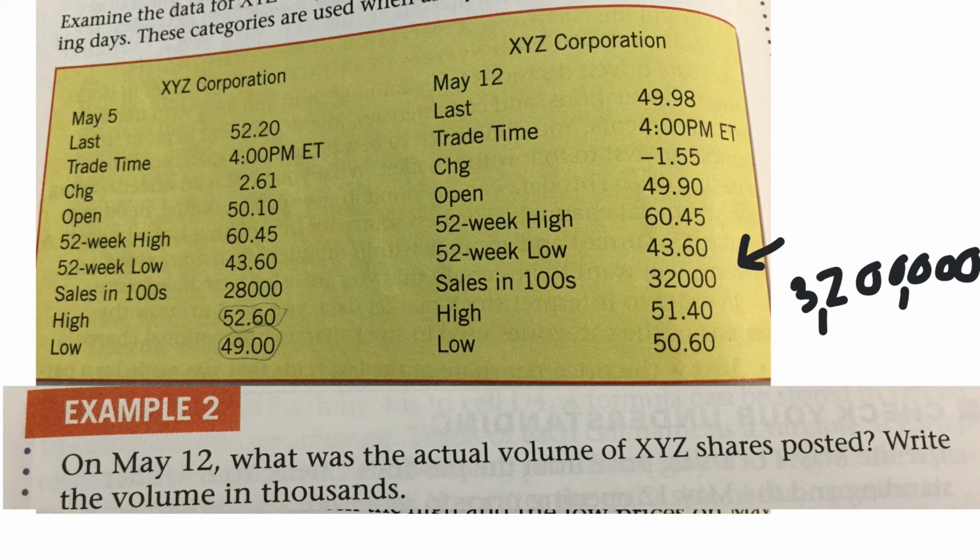Now the second part wants to know, write this volume in thousands. So I'm basically changing from sales in hundreds to sales in thousands. It would be 3,200 thousands. You could put K or you could just spell out thousands. What we're doing there is moving the decimal 3 places from its original spot. Now for you, I want you to find out on May the 5th, what was the actual volume of shares posted, and then write this in the thousands.